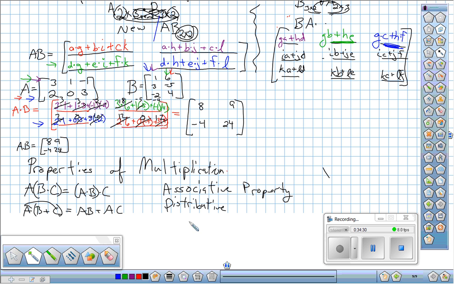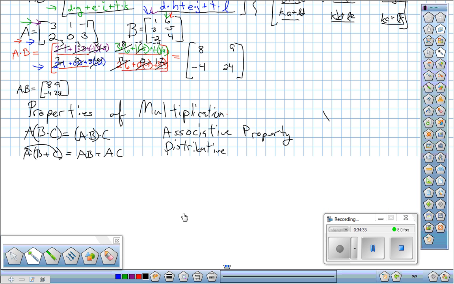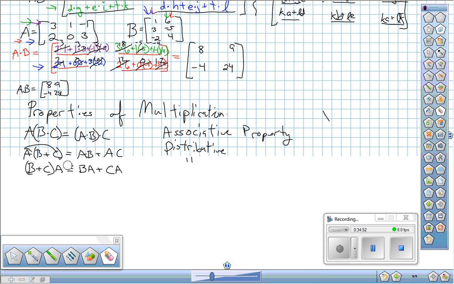Your other distributive property: if I had B plus C in parentheses first with A on the right-hand side, this would be the same as BA plus CA. And these two things are not equal to each other. So these two are not equal. So I do need to show you that.